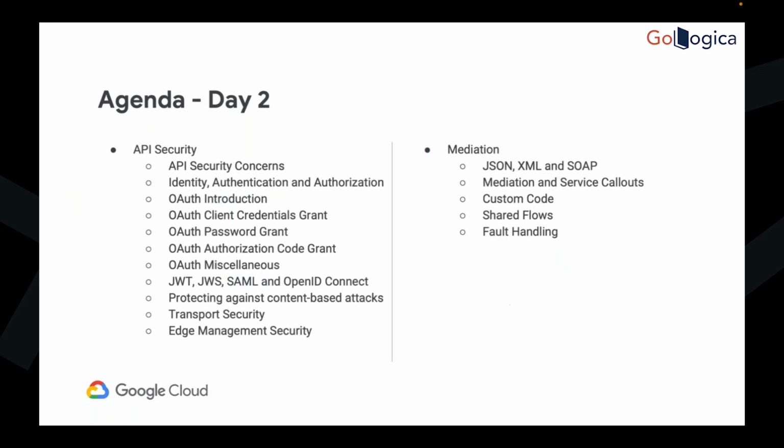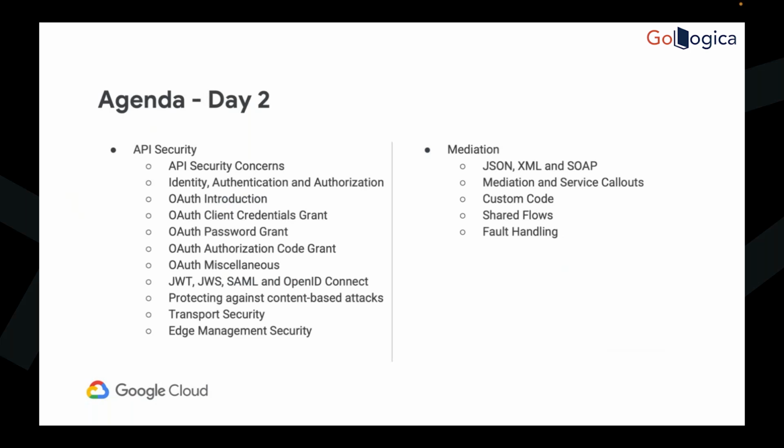In the next 8 hours, predominantly the time will be spent on API security, because API security is the biggest topic and the most important topic as well. We will understand what the main API security concerns are. We'll understand the concepts of identity, authentication, and authorization. What is different? Because a lot of the time people get confused. And then we will understand OAuth.